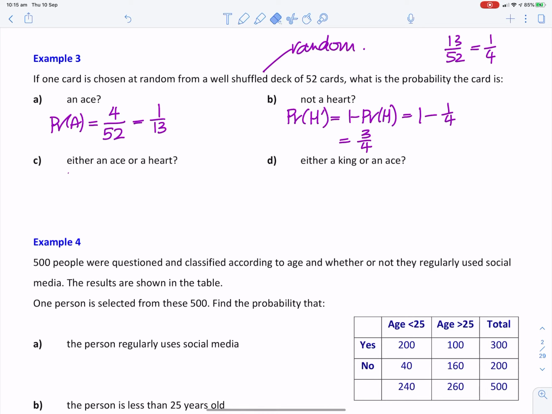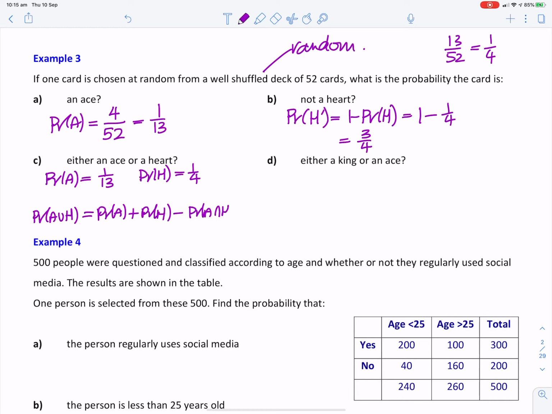The next one, the probability of an ace or a heart. The probability of an ace, we just found before, is 1 out of 13. The probability of a heart we know is 1 out of 4. If I want to find the probability of an ace or a heart, it's the probability of an ace plus the probability of a heart minus the probability of an ace intersecting a heart. Now, they're not mutually exclusive because I can get an ace that is a heart. The number of aces that are hearts is 1 out of 52.